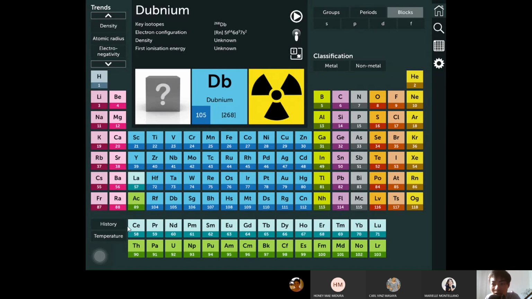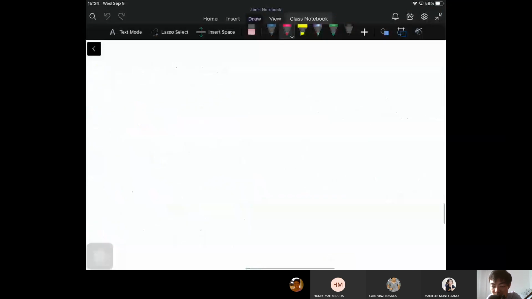So hindi yan alam ni Dimitri. Kasi during his time, wala pa silang idea ng quantum numbers, electron configuration. Pero it just so happened na nag-agree yung periodic table niya sa na-discover later on. So it can tell us about the location of your atom in the periodic table. So tingin pa tayo ng ibang atoms.